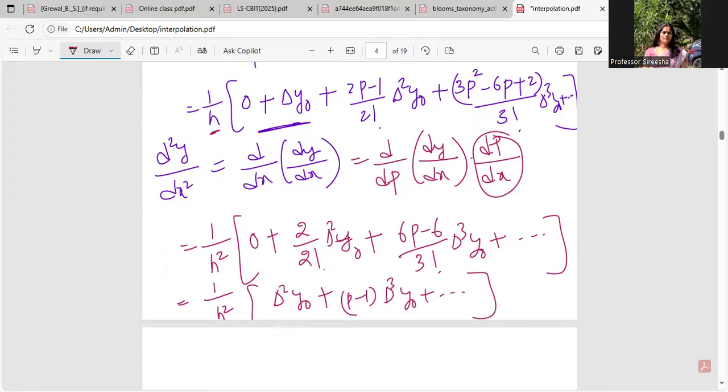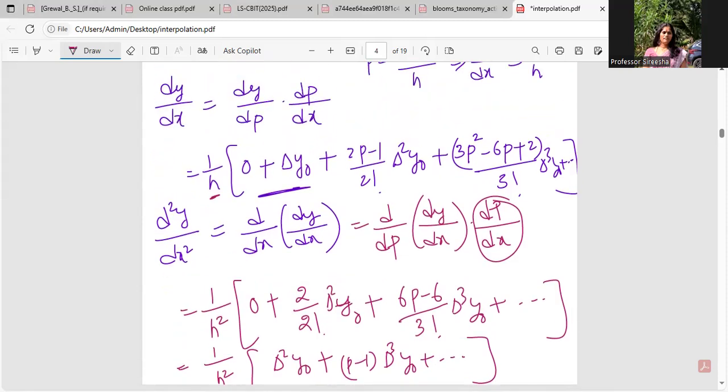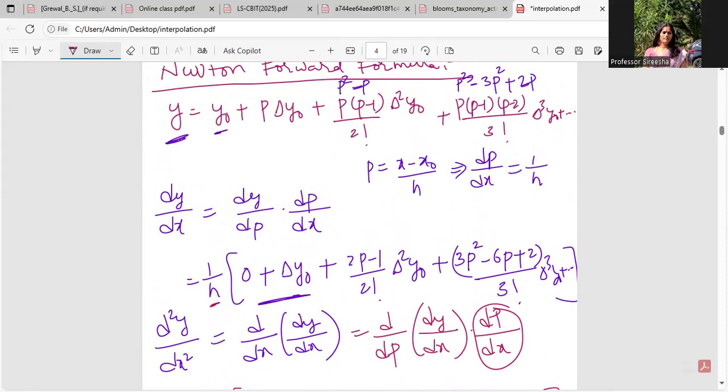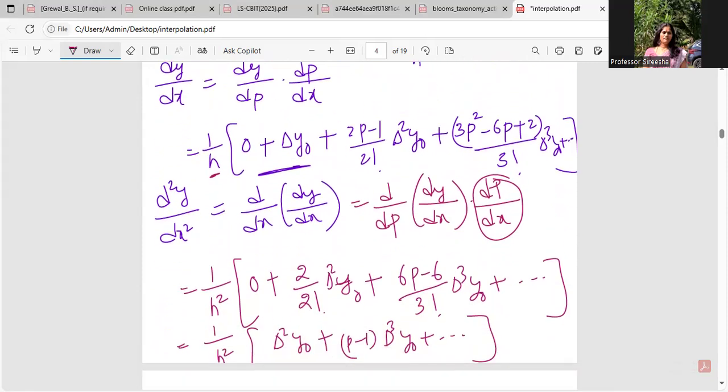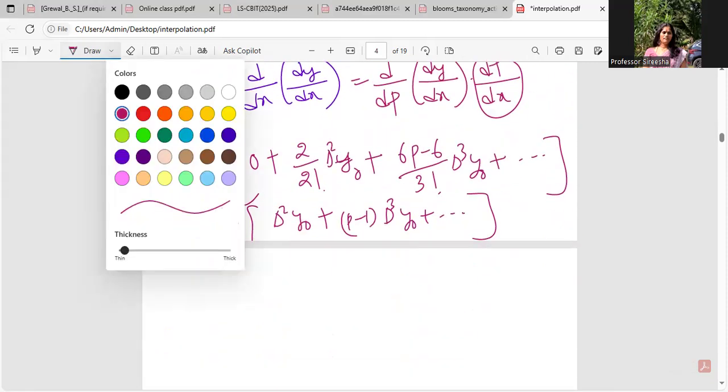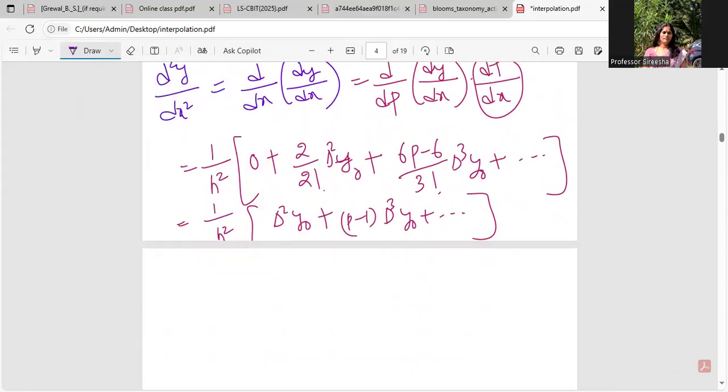There's one small thing that you need to observe here. Suppose I'm being asked, just see here, dy by dx at x is equal to x naught. Just see here, guys, what would be p? p is (x minus x naught) by h. X is what? x naught only. So (x naught minus x naught) by h, the p value would be 0, guys.